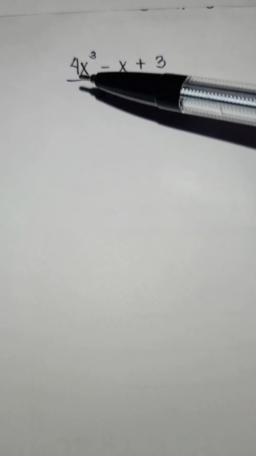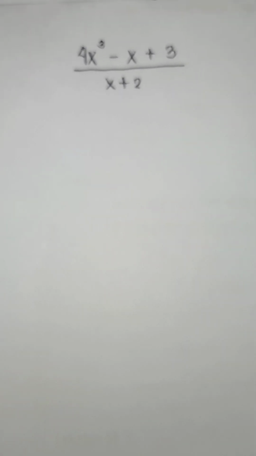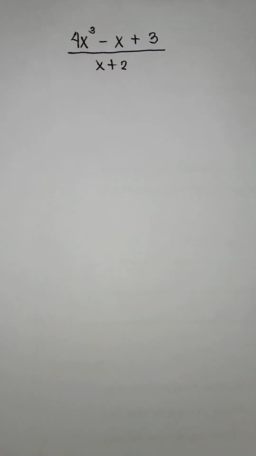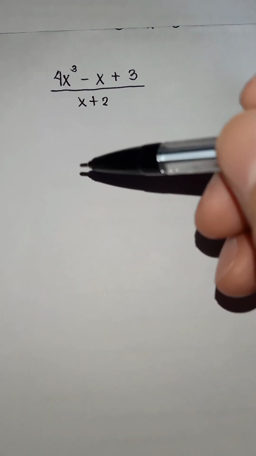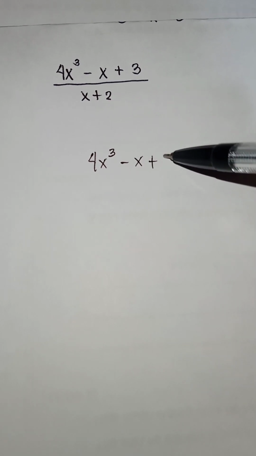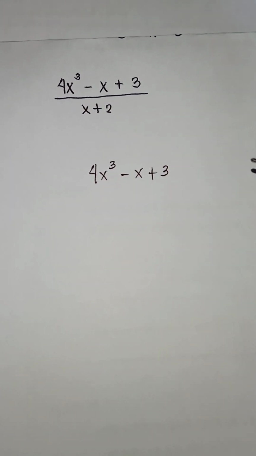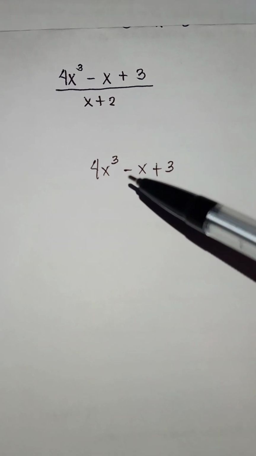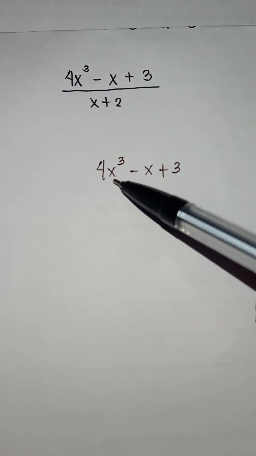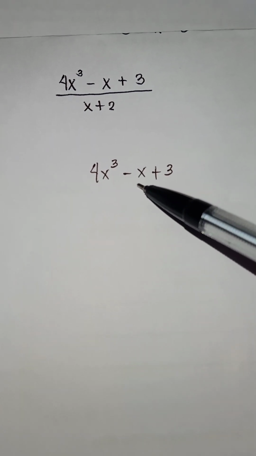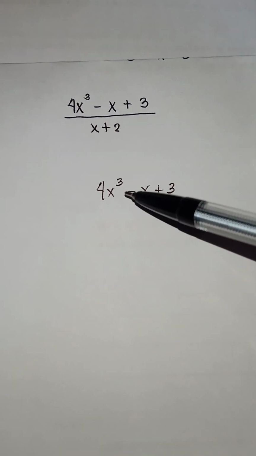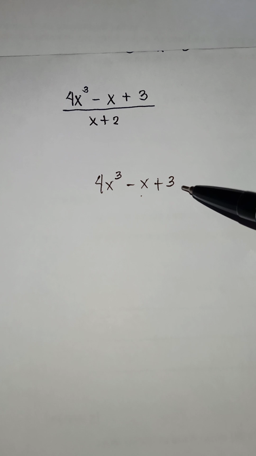Okay, so for the next example, we have here 4x cubed minus x plus 3 over x plus 2. First, of course, we need to write it down. So 4x cubed minus x plus 3. Again, we need to arrange it in decreasing order. Since we have x cubed, that's the highest exponent, and negative x, and then 3. So what we are missing is the x squared, right? It should be 3, 2, 1, and then raised to 0.